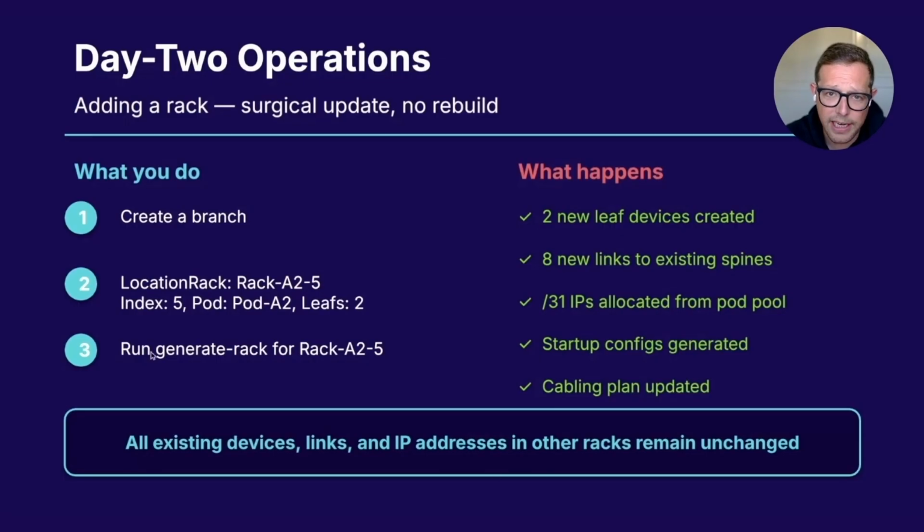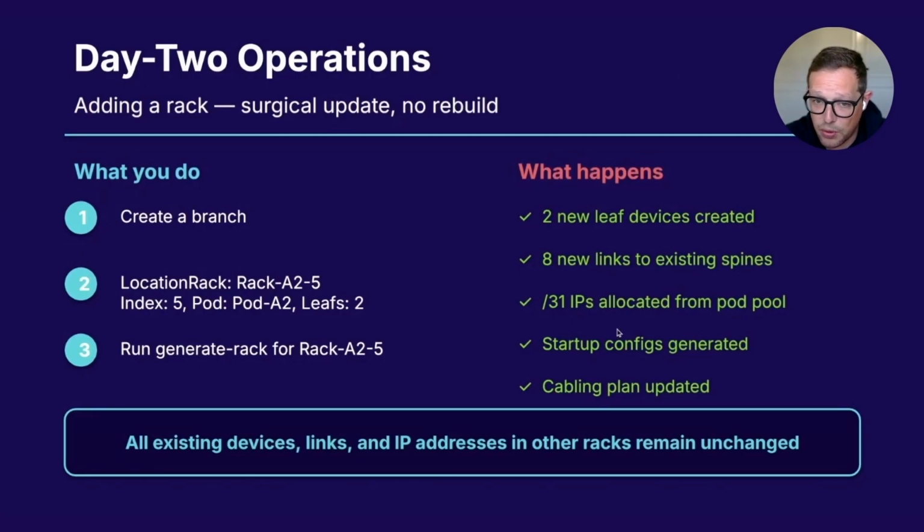So we will be creating a new branch in which we are going to define a new rack for pod A2, and we're going to define the amount of switches that we want to be deploying. We're going to run the rack generator, which in the end should create 2 new leaf devices for us with 8 new links that are going to be connected to the existing spine switches. New /31 subnets will be allocated to connect the point-to-point links between the leaves and the spines.